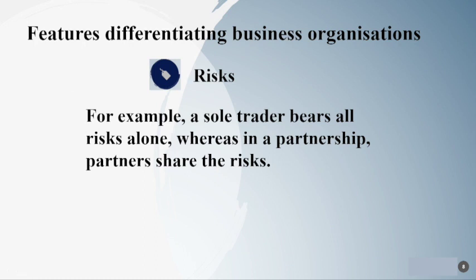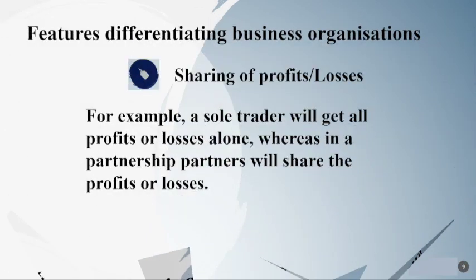Another feature differentiating business organizations is risk. For example, a sole trader bears all risk alone, whereas in a partnership, partners share the risk. And finally, the last feature is sharing of profits and losses. For example, a sole trader will get all profits or losses alone, whereas in a partnership, partners will share the profits or losses.